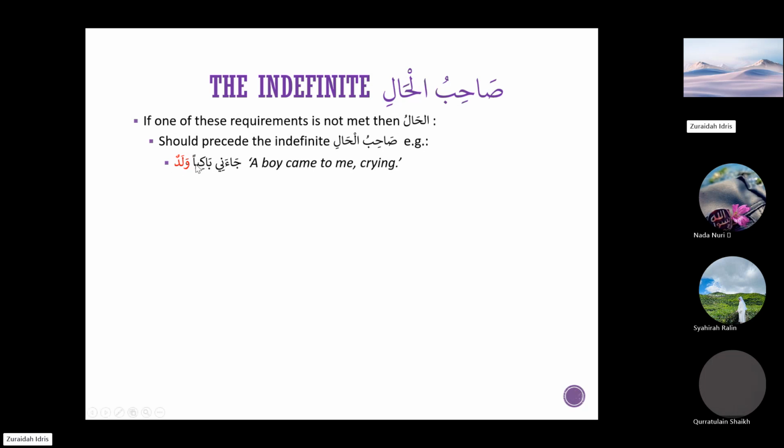Sorry, this fatatan should be on the ya, not the alif. A boy came to me crying. So, if we don't have a sifah for the boy, then for it to be a hal, we have to put the hal before the sahibul hal, so that we know what we are explaining, whose condition we're explaining. We've seen this before, I think, even in the Quran.